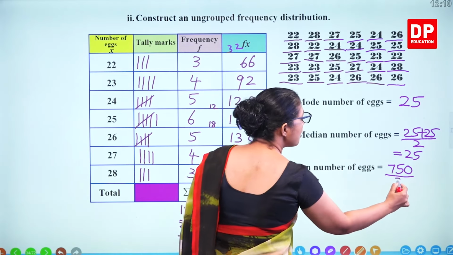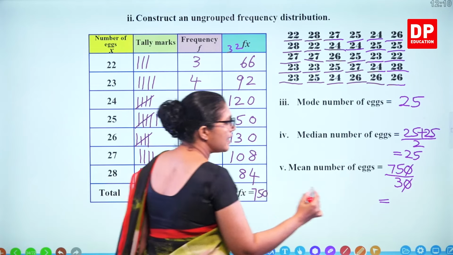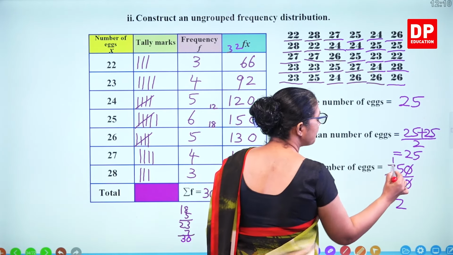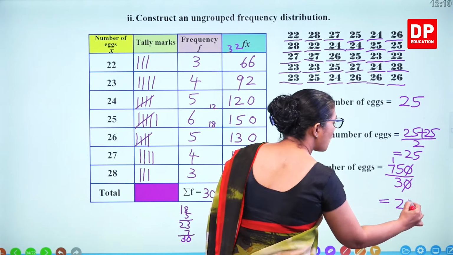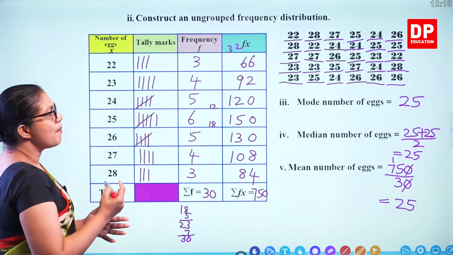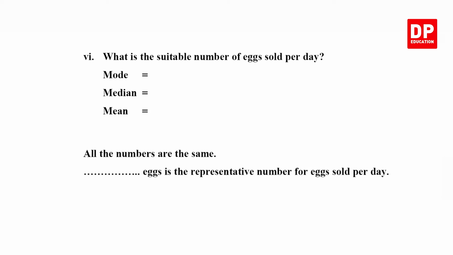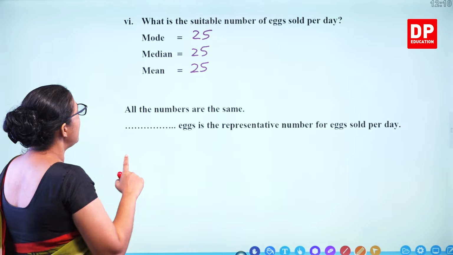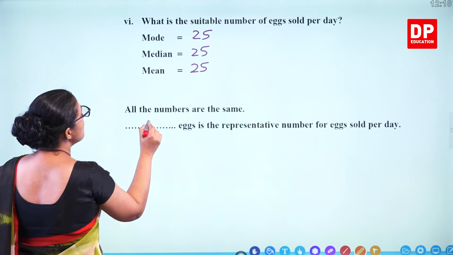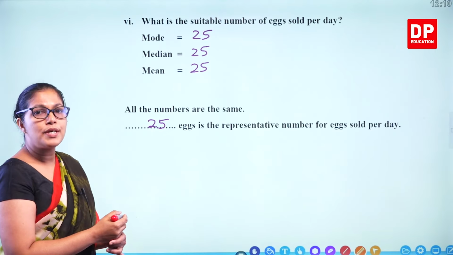Divide by total f, which is 30. So 0 get cancelled out. 75 divided by 3. 3 times 2, 6. And then for 15, that's 5. So 25 is the mean number of eggs. Mode is 25, median is 25 and mean is 25. So all are 25. So what's the most suitable number of eggs sold per day? As all the numbers are the same, so 25 eggs is the representative number for eggs sold per day.